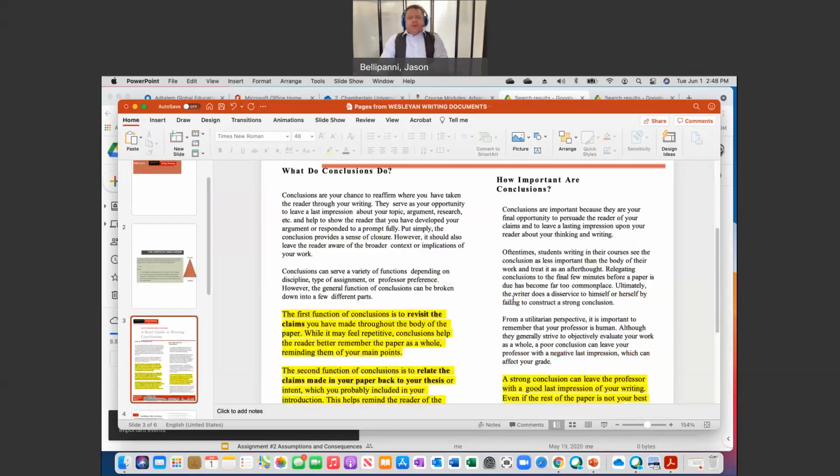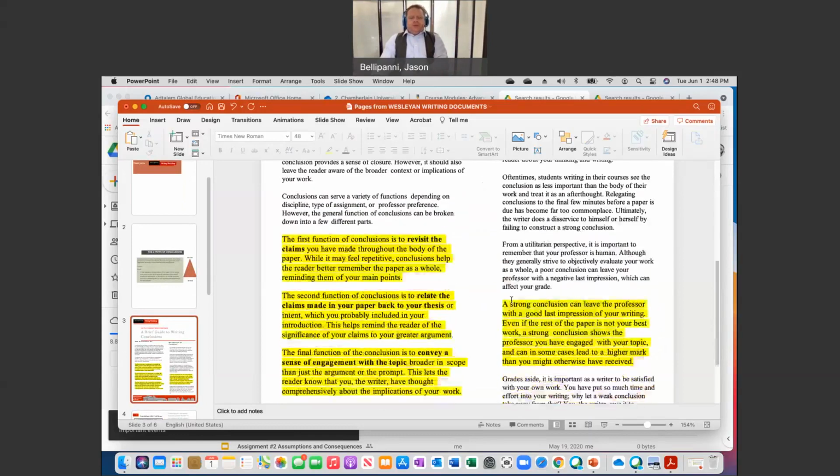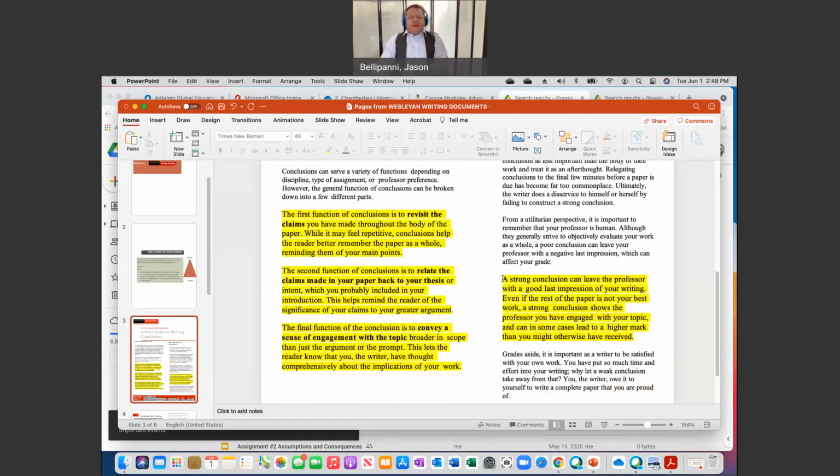Okay, so in this slide I tried to highlight the main good points. The functions of conclusions: first, you're revisiting your main claims, the claim that you made, and also the supporting arguments. You're putting those in there to remind people what those were: the first thing you talk about, second, third, and so on.